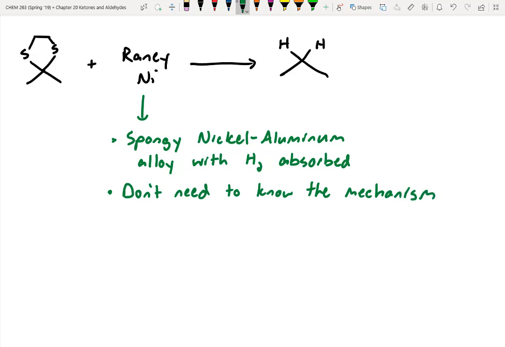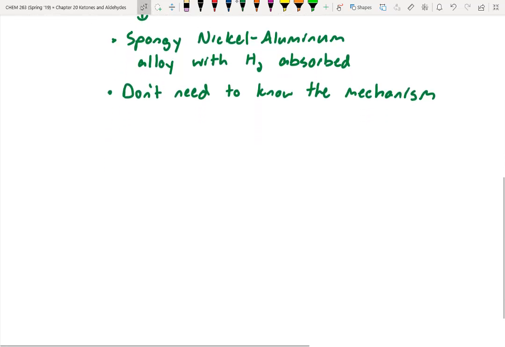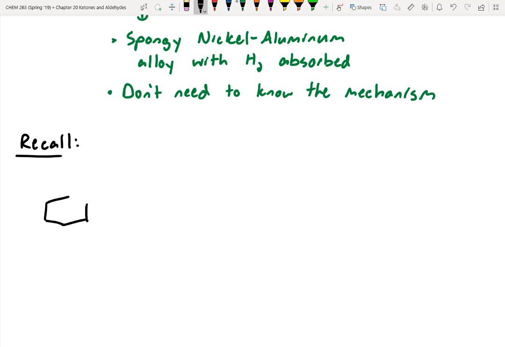So this reaction, where we originally start out with a carbonyl and we end up with an alkane, we've actually seen before, right? So let's take a look at all of the different ways we've seen this. Does anybody remember the name of this one? It's a Clemmensen reduction.